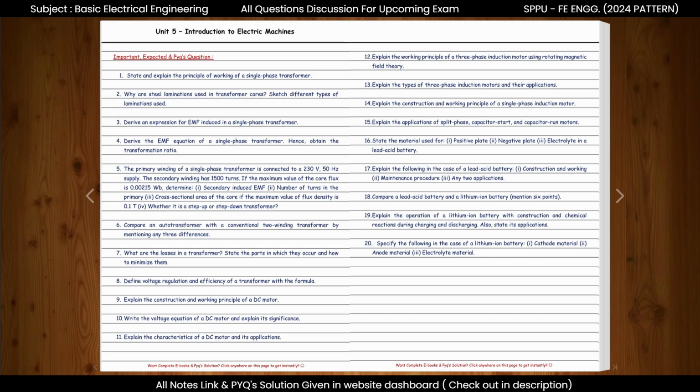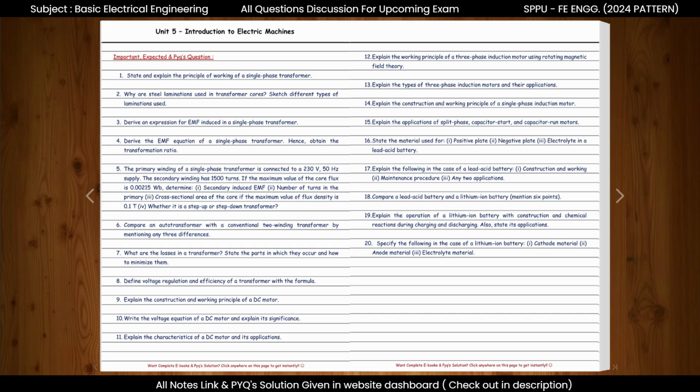State and explain the principle of working of a single-phase transformer. A transformer works on the principle of electromagnetic induction. When an alternating current flows through the primary winding, it produces a changing magnetic flux in the core. This changing flux links with the secondary winding and induces an EMF in it. The transformer transfers electrical energy from one circuit to another without changing the frequency.